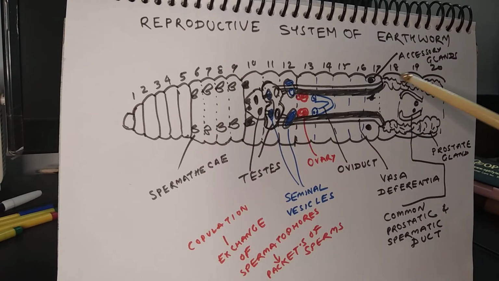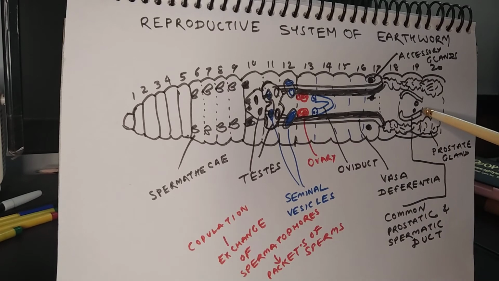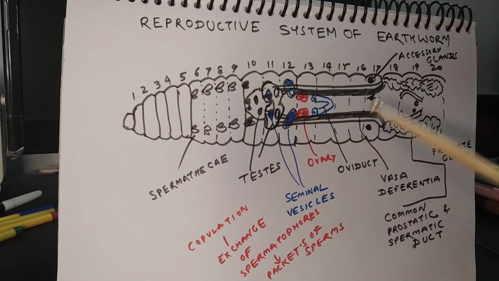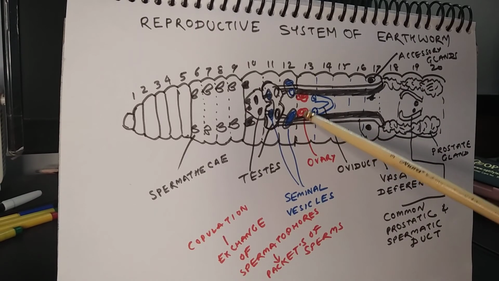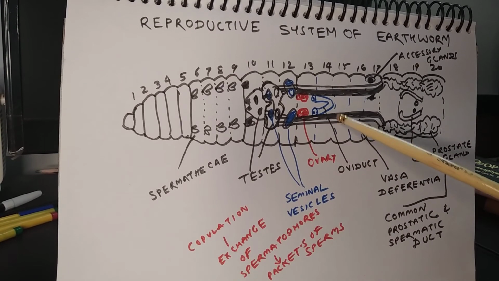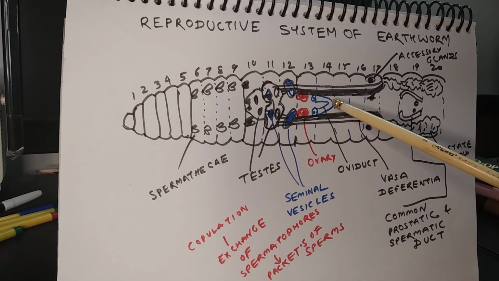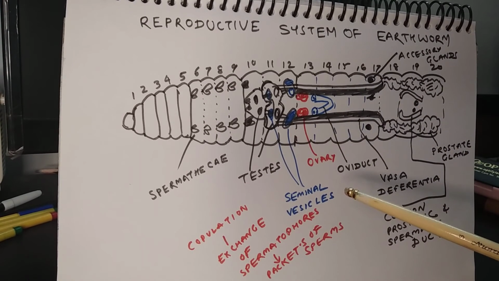And the prostate glands begin from the 18th segment to the 28th segment. In the 19th segment, there is a pair of common prostatic spermatic ducts. So this is all about the male reproductive system. Let us see the female reproductive system. There is a pair of ovaries in the 13th segment, and just below the ovaries there are oviducts. Each oviduct has a funnel above, and they combine together and open through a common female genital opening outside in the 14th segment.